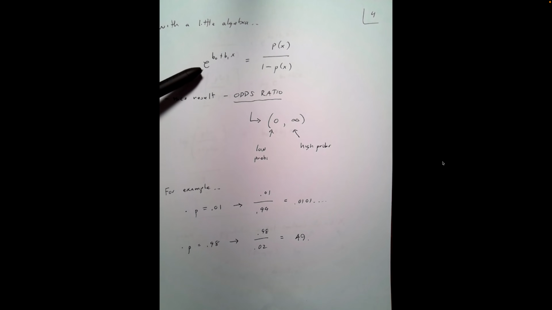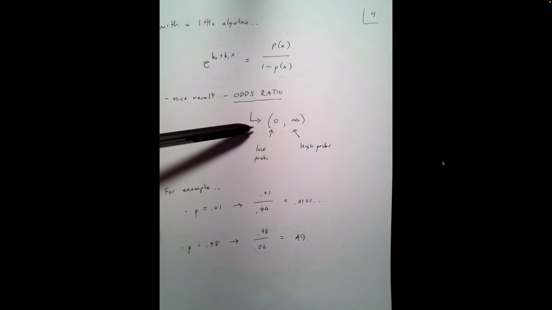Well, it turns out this is a convenient manipulation because it gives us a nice result here, the odds ratio. And odds ratios make the coefficients much easier to interpret than the log of the odds ratio, as I will point out here in just a second. So a little bit about odds ratios. Odds ratios will range anywhere from 0 to infinity.